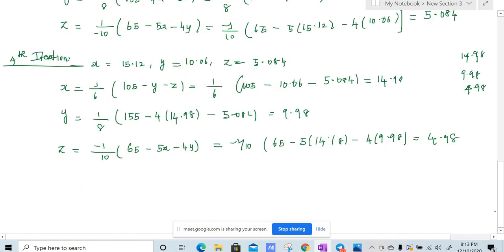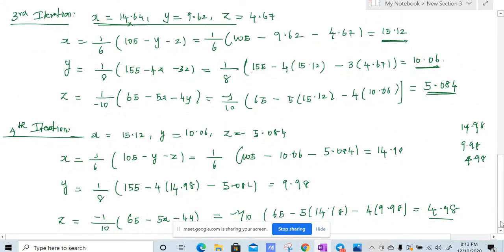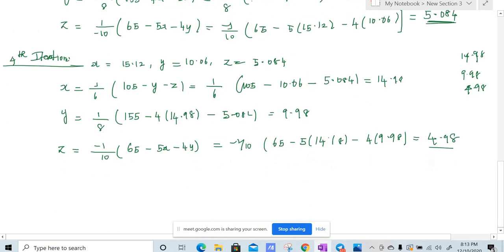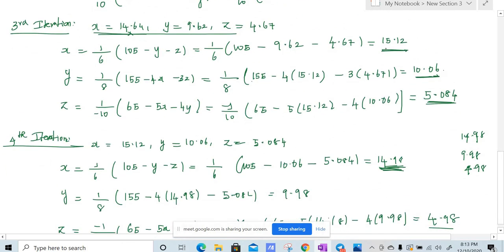So for the fifth iteration you should choose x to be 14.98 and y to be 4.98, right? You can see it is 4.98 and this is 5.084, so it's becoming very close. In the fifth iteration you will get the answer, and you can do it very easily, the same way. You can stop when two successive x values are the same when corrected up to 2 decimal places. Here it is 14.98 and here it is 15.12, so it is not the same. So we'll move on to the fifth iteration.